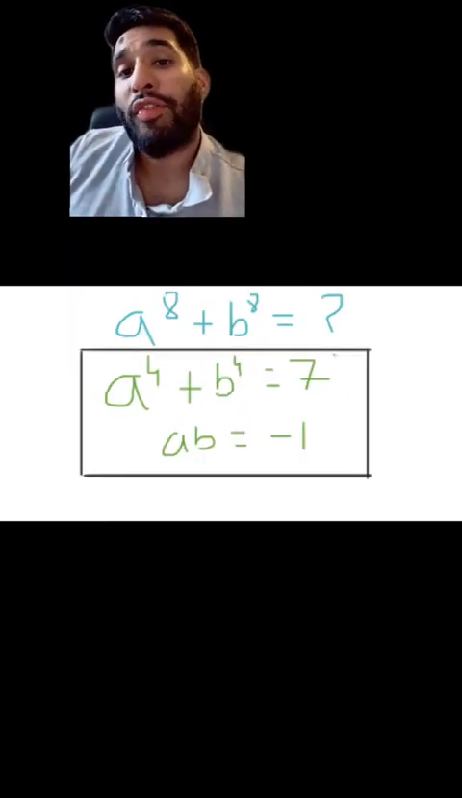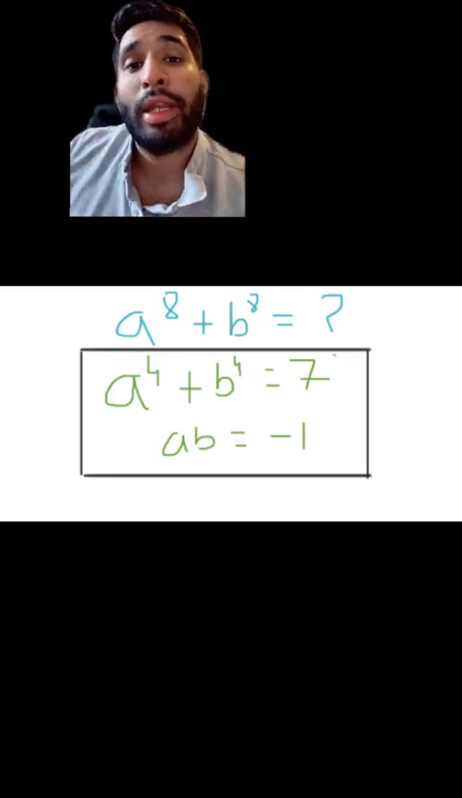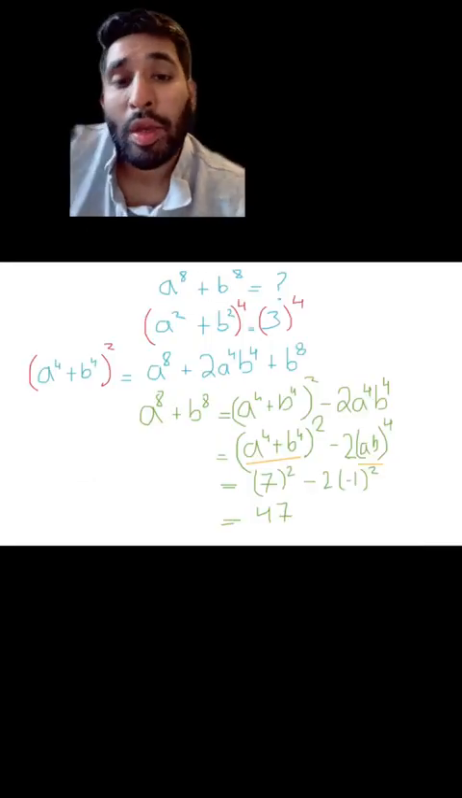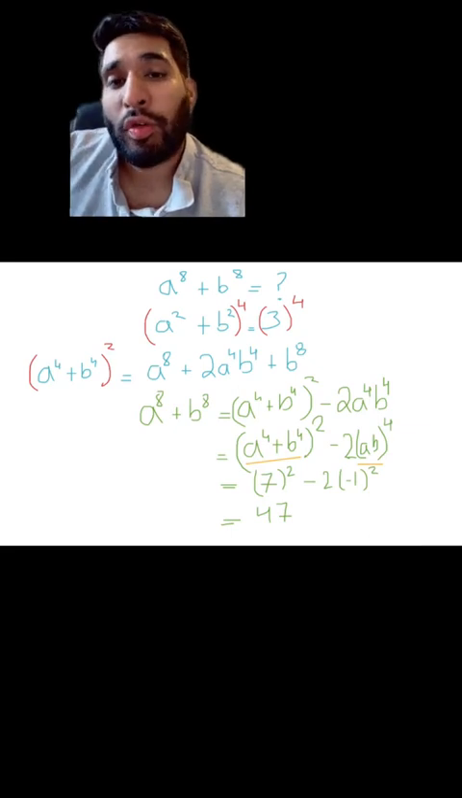Now that we have figured out these two values, we can go ahead and plug them into our original equation. Once you do that, you get a to the power of 8 plus b to the power of 8 equals 47.